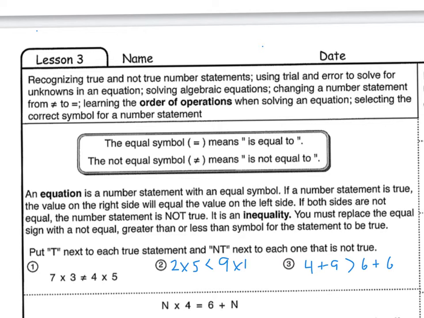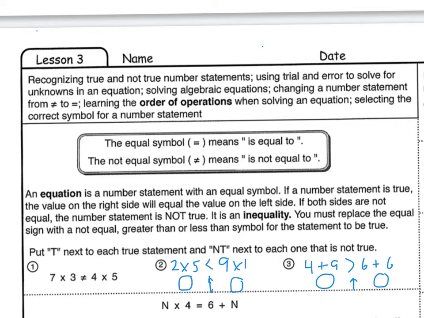All right, now what I want you to do is pause the video, and I want you to write what each side is equal to right down in here, and then write either T or NT, whether the symbol is true or it's not true. All right, so go ahead and pause the video, turn it back on when you're ready to see the solutions.